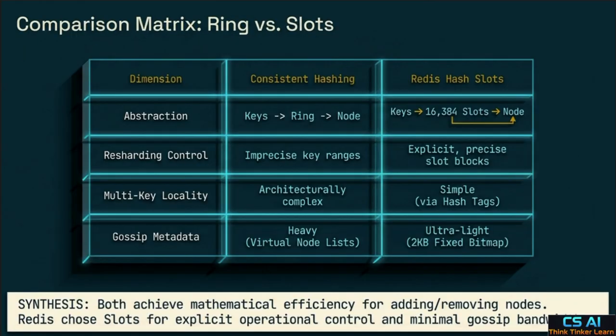This comparison matrix breaks down the difference between consistent hashing and Redis hash slots. Redis uses slots for explicit, precise operational control and minimal gossip bandwidth. It's an engineered choice for manageability over mathematical purity.